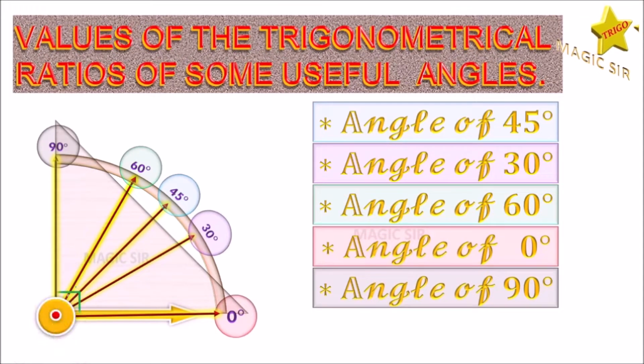Friends, in my previous videos, particularly the last two videos, we have obtained the values of trigonometric ratios of 45 degree, 30 degree and 60 degree angles. Today, we will find the values of trigonometric ratios of 0 degree. Many teachers have difficulty explaining the definitions of sin 0 equal to 0 and cos 0 equal to 1.